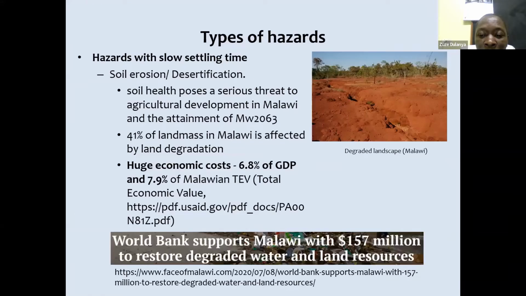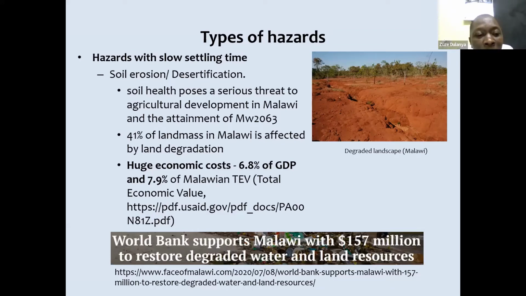So in terms of the hazards in Malawi, I categorize them into two main types. Hazards that tend to have a slow settling time. Oftentimes when we deal with hazards, most of us are concerned with those that take place very rapidly, so things like earthquakes that can rupture within seconds or a minute. But there are other hazards that are very slow, and we tend to not give them so much attention.